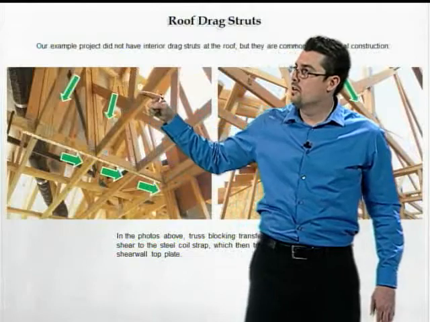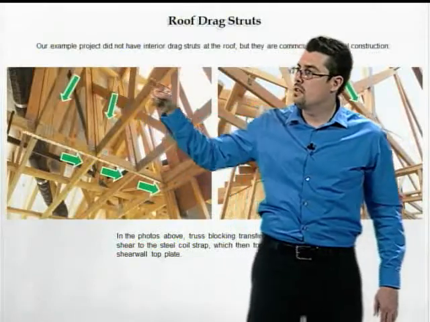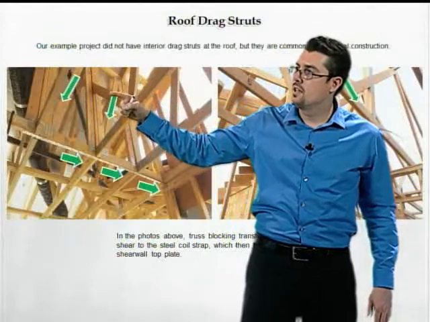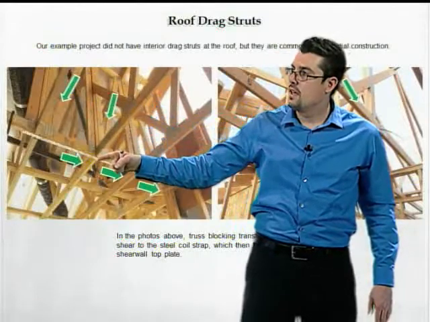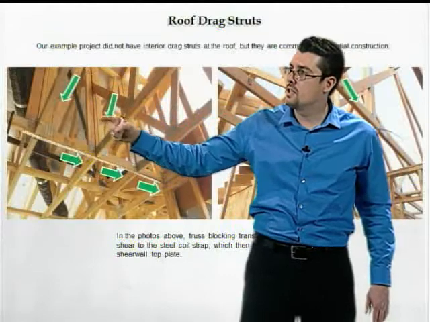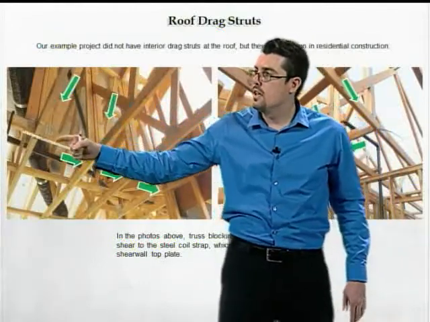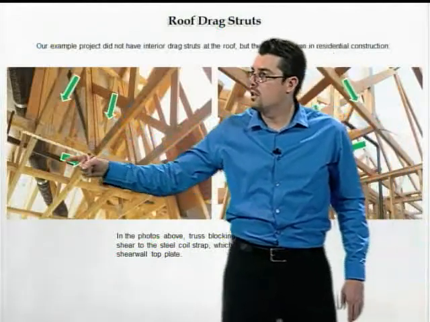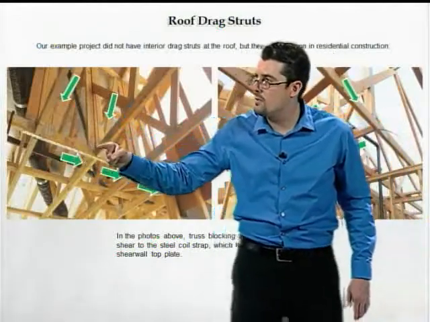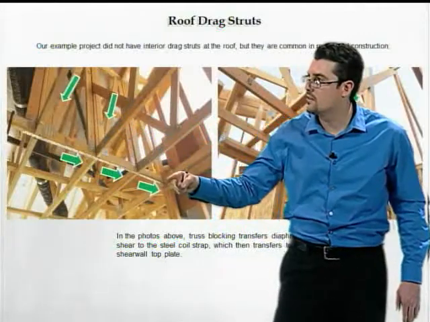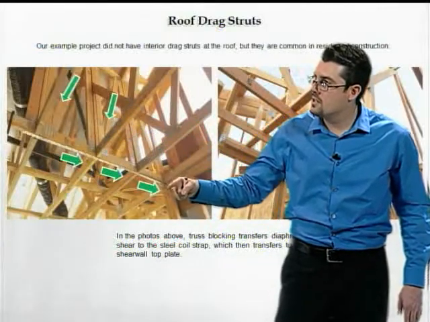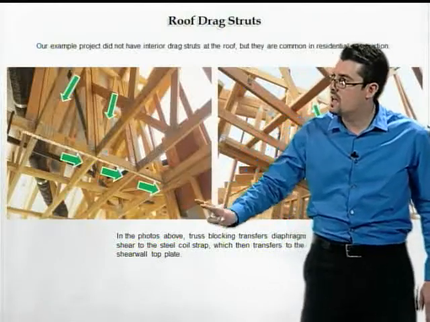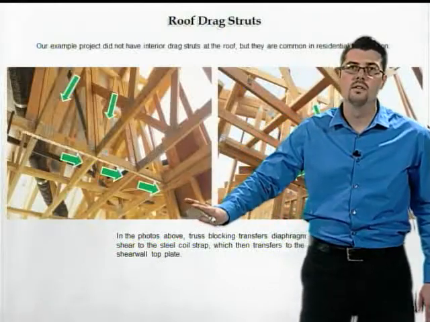All the shear from the roof in this area is transferred through the nails into this blocking and then down. So these arrows indicate that the shear is coming down, and then it transfers into this steel strap. And if you look closely, you'll see there's a steel strap that runs along the length here. Okay, and then right here, that steel strap continues to run. You can't see it, but that steel strap continues and ties into a shear wall right here.